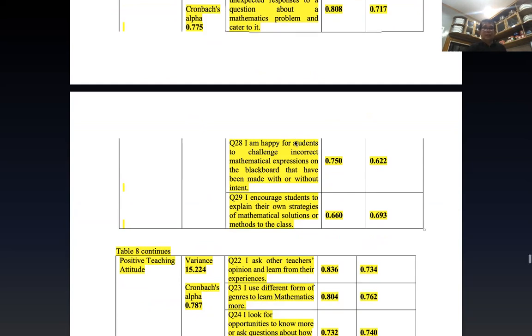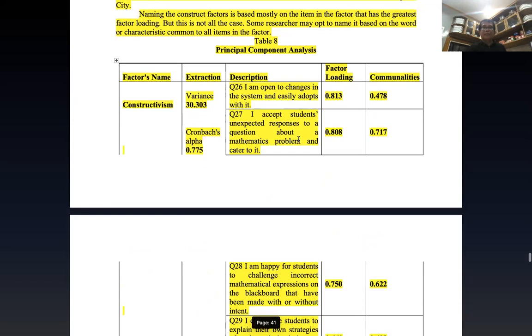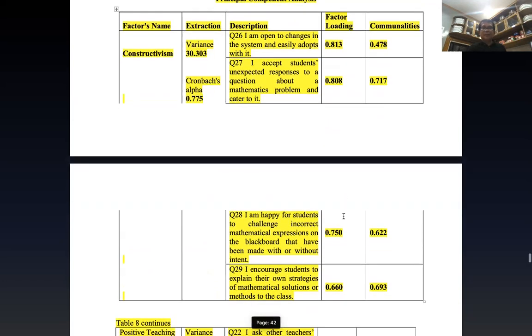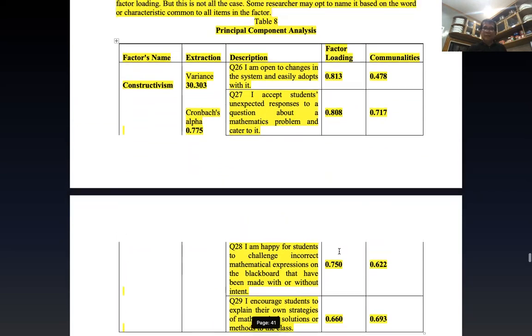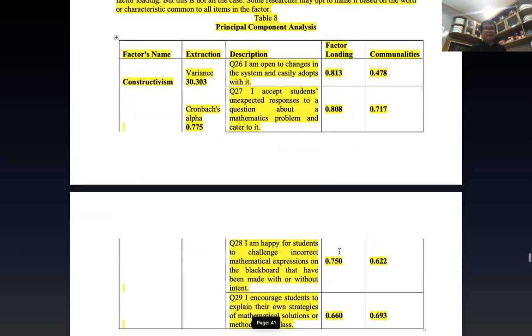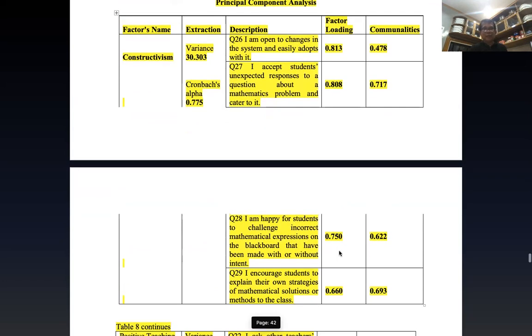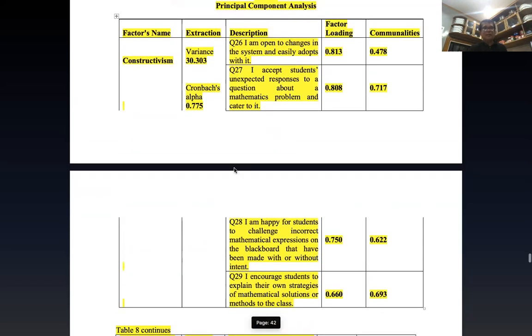And if we look at the factor loadings, 0.813, 0.08, 0.750, 0.660. So if we consider at least 0.4 as our standard, then all of these factor loadings are actually meeting that standard. And my advisee termed these statements, Q26, Q27, Q28, Q29, as constructivism.